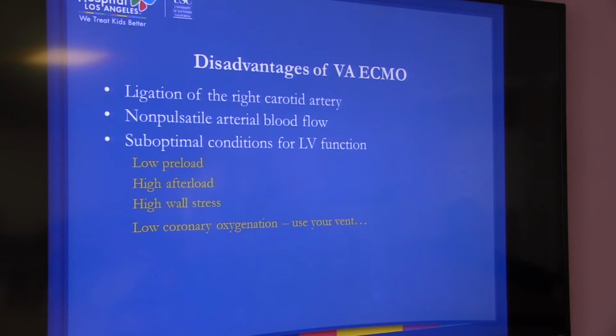The other one that people talk about is this question about whether it's suboptimal. What is written here is the suboptimal conditions for the LV. And there is debate about what myocardial stun is and how much of an artifact it is of the ECMO circuit actually being bad for the LV in and of itself.